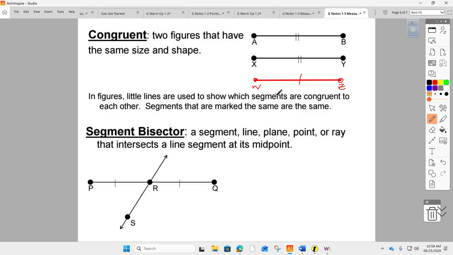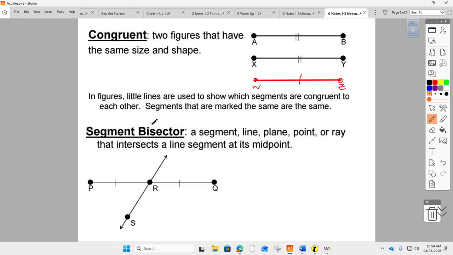And then a segment bisector. Anybody know what it means to bisect something? The big prefix. What's the prefix? What does bi mean? Two. What is a sector? A part of something. A sector or a section, right? So we're going to split it into two equal sections. If it's a bisector, whether it's a line, a plane, a ray, a segment, anything that splits something into two equal parts is a bisector. So if it's bisecting a segment, then it's a segment bisector.